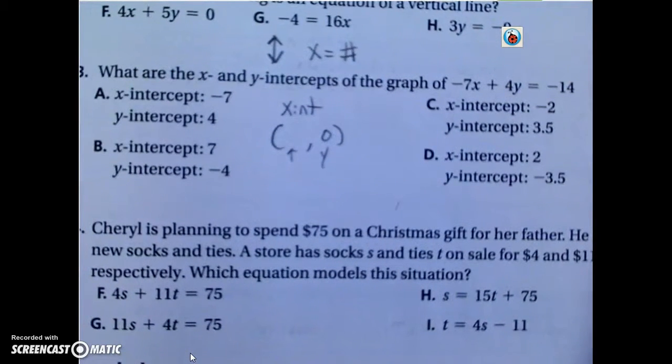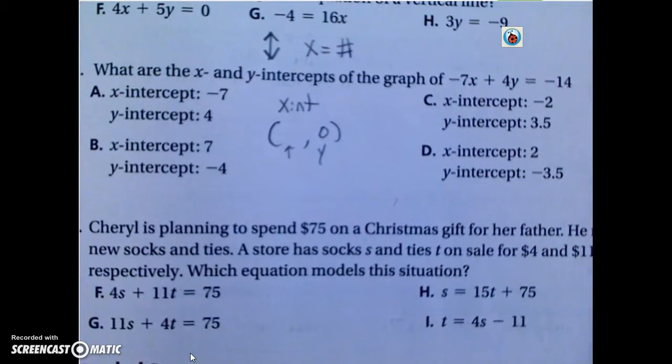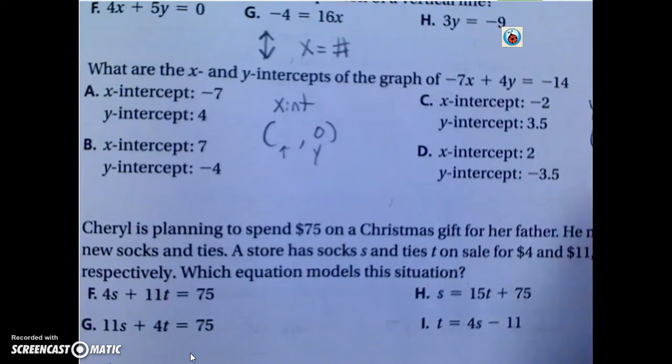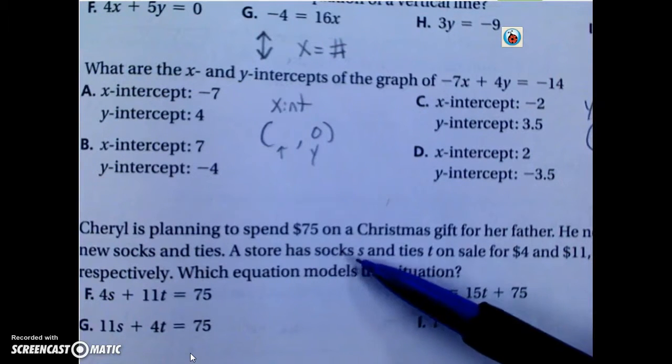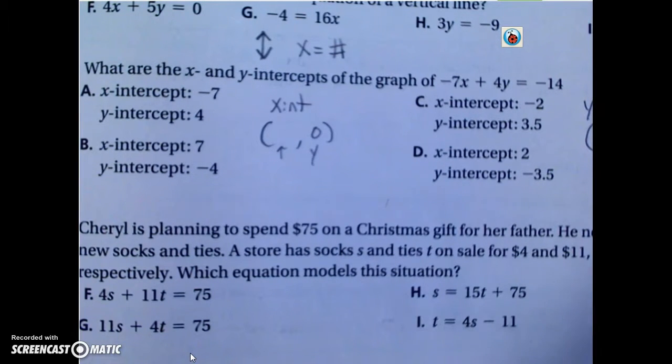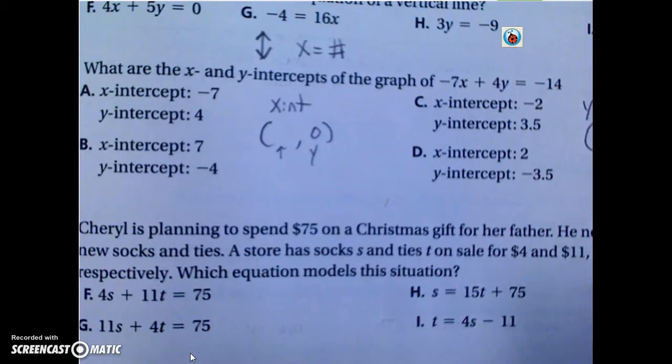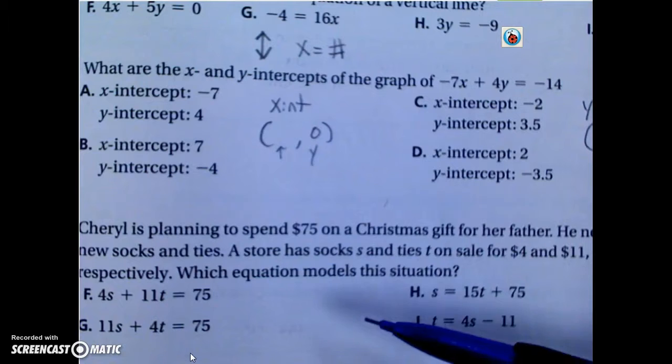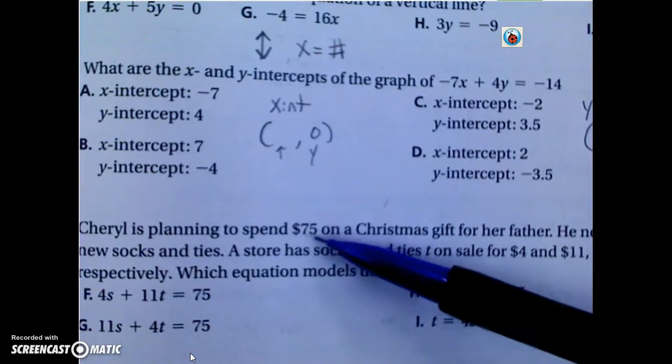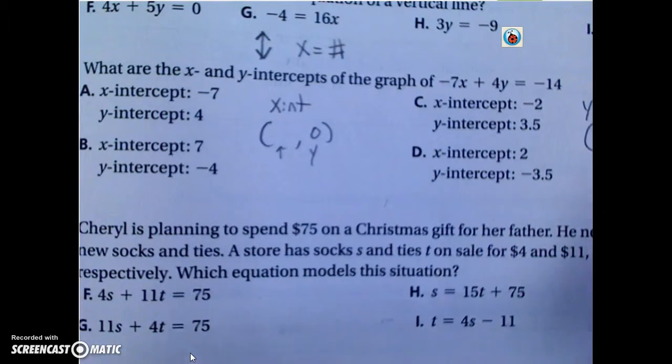So, number 4, Cheryl is planning to spend $75 on a Christmas gift for her father. He needs new socks and ties. A store has socks S and ties T on sale for $4 and $11 respectively. This just means that the socks are $4. Which equation models this situation? Right? So we may be looking for 4 to be with an S, 11 to be with a T, and maybe also somehow incorporate this $75, thinking about standard form here for us.